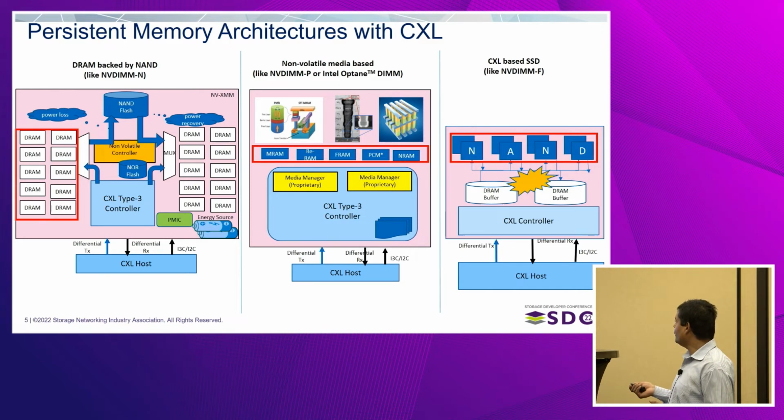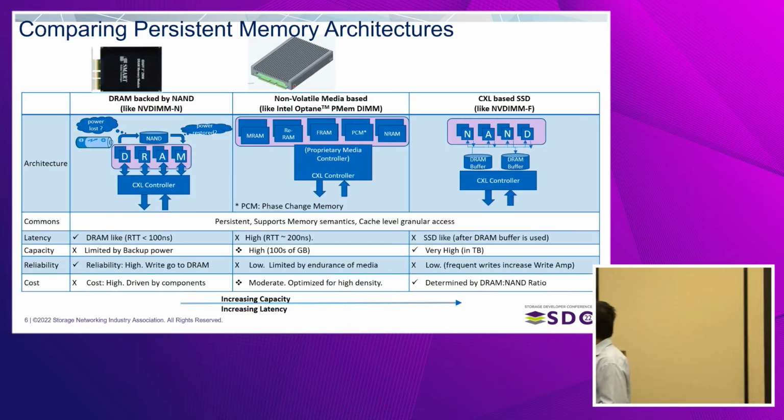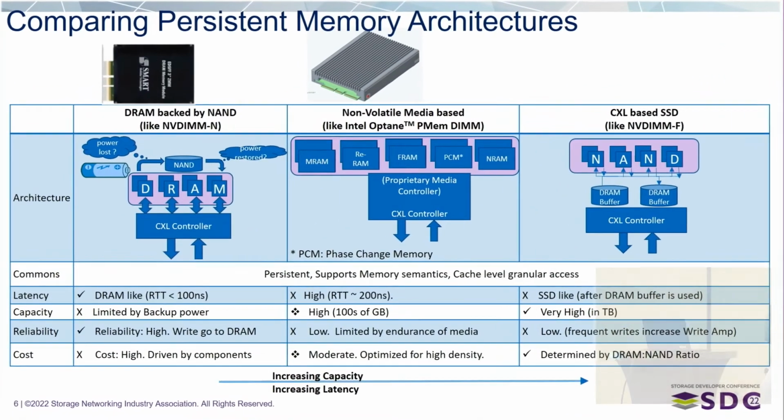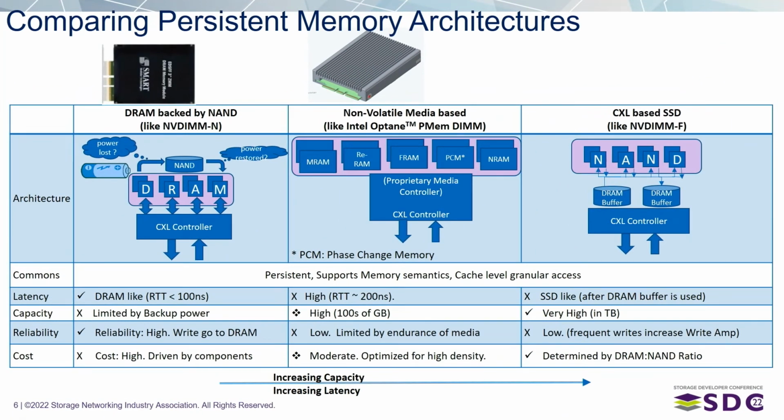If you want to go with high capacity and you can live with a larger latency, it can be as much as a 1:8 ratio. That means 1 GB of DRAM to 8 GB of NAND. So 1:8 kind of a ratio. So let's talk about the different characteristics of these three architectures.